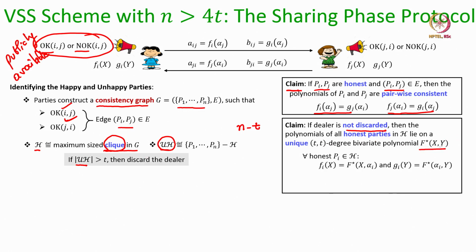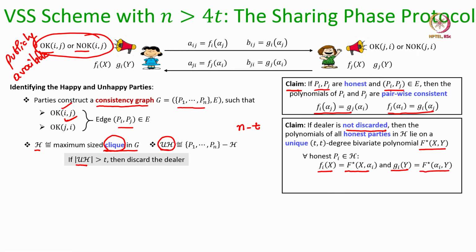And what do I mean by saying that the polynomials of all the honest parties lie on this bivariate polynomial? That means, if I take an honest happy party P i, then its x univariate polynomial, this f i of x polynomial, is the value of the bivariate polynomial f star at y equal to alpha i, and similarly the y univariate polynomial which P i has received from the dealer also lies on the bivariate polynomial f star.